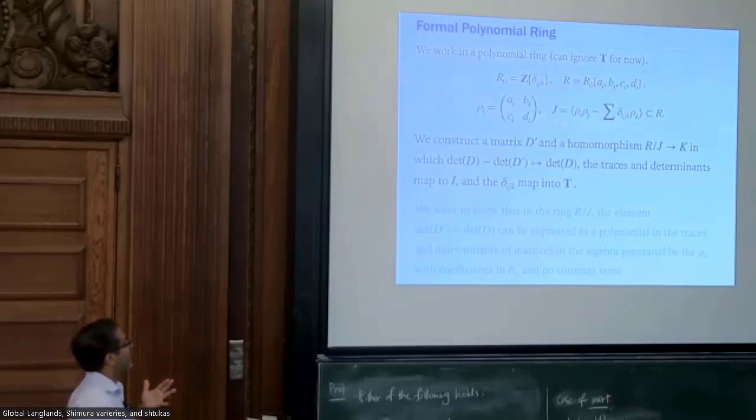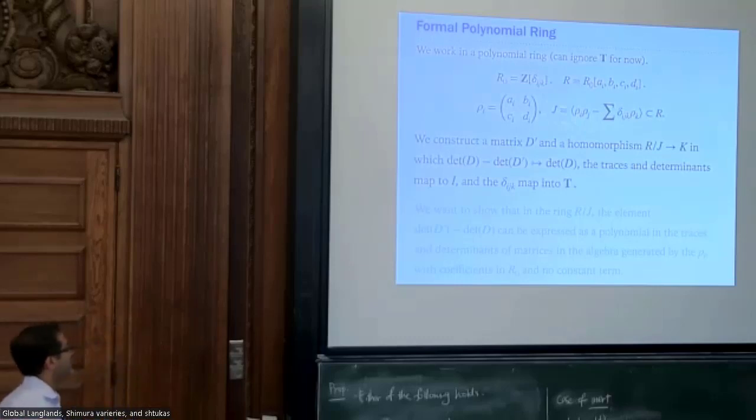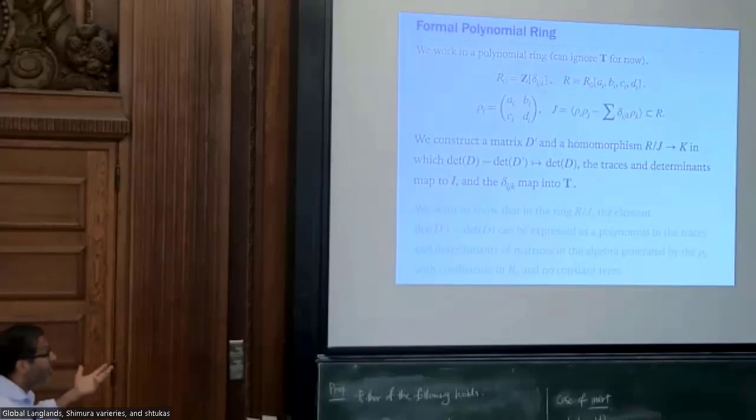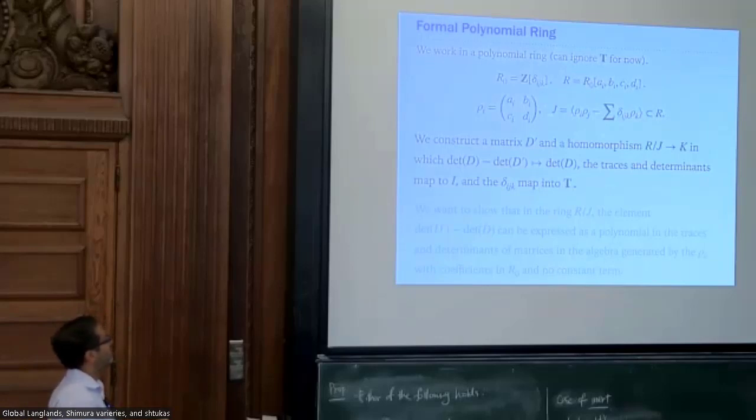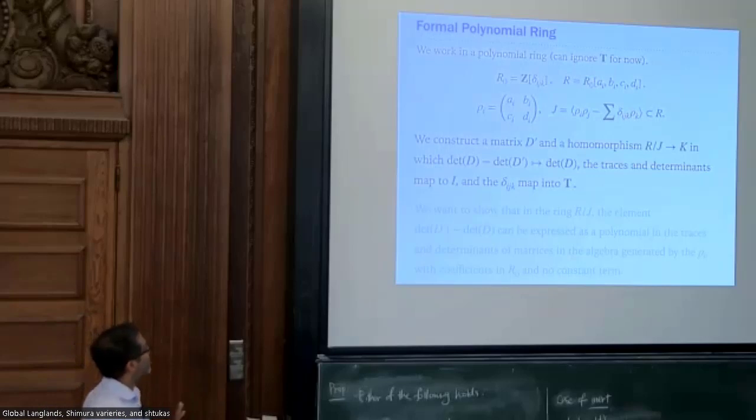So that's 4 equations for the A, B, C, and D coordinates. So the ideal J is generated by 4R elements. I have R relations like this, and I have four relations for each such relation. I can't get into all the details, but the point is you have a homomorphism from R mod J to K.